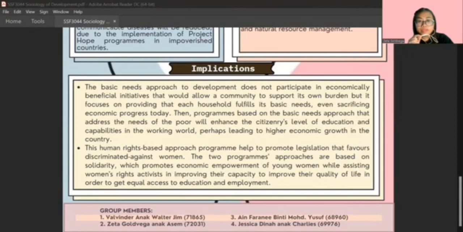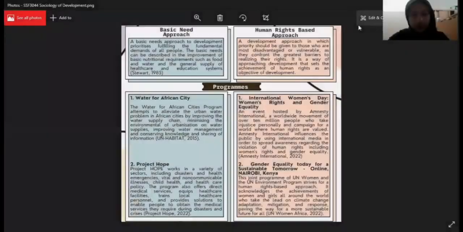The last one is implication. The basic need approach to development does not participate in economically beneficial initiatives that will allow a community to support its own burden, but it focuses on ensuring that each household fulfills its basic needs, even sacrificing economic progress today. Then, programs based on the basic need approach that address the needs of the poor will enhance the citizenry's level of education and capabilities in the working world, perhaps leading to higher economic growth in the country.